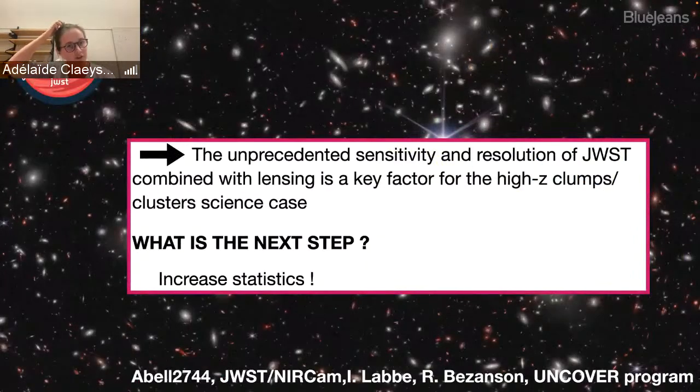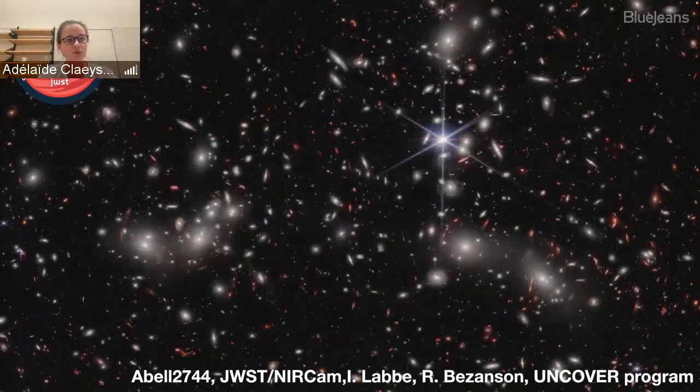So this first study shows that the unprecedented sensitivity and high resolution power of James Webb is really a key factor in the detection and analysis of compact stellar structures as small as individual clusters. But what is now the next step? The next step is to build a statistical sample of those clumps, to increase statistics, because we really need statistics to constrain simulations, for instance, or study redshift evolution of the clump properties. To do that, we are now using the NIRCam images of the Frontier Field cluster Abell 2744 from the UNCOVER program that Akim presented before, in which we can detect thousands of lensed galaxies.